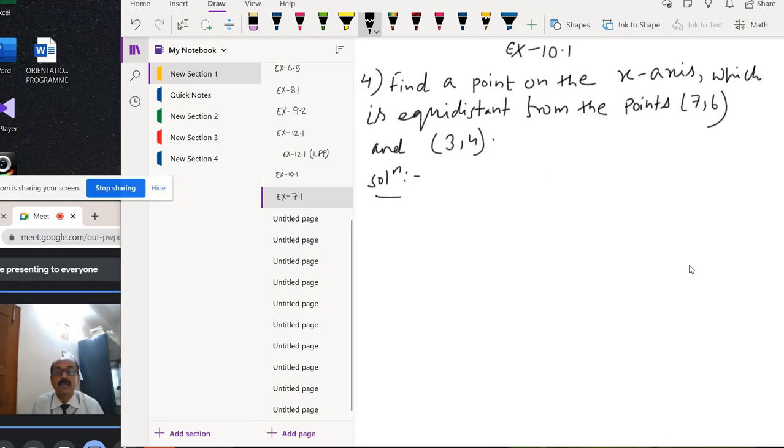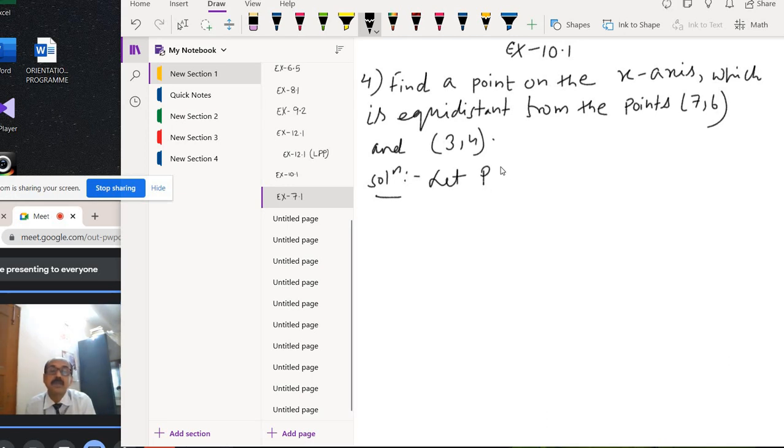The question is, find a point on the x-axis which is equidistant from the points 7,6 and 3,4. So we can take the point as x comma 0, then we can apply the distance formula. Equidistant means same distance from that point to these two points 7,6 and 3,4.